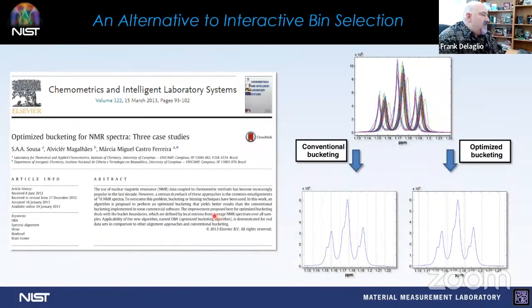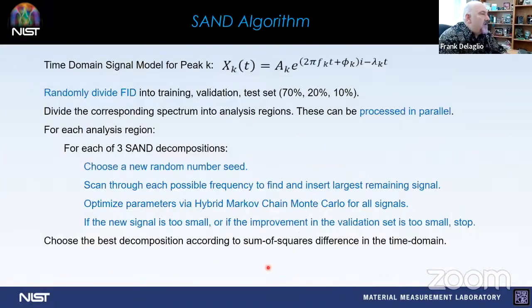The bucketing scheme that was used to divide the spectrum up into analysis regions is an adaptive bucketing scheme that was published by others, whereas conventional bucketing would generally be uniformly spaced. We can use adaptive bucketing to try to make sure that each spectral region has at least one or more peaks. And the SAND algorithm basically is what we've described.